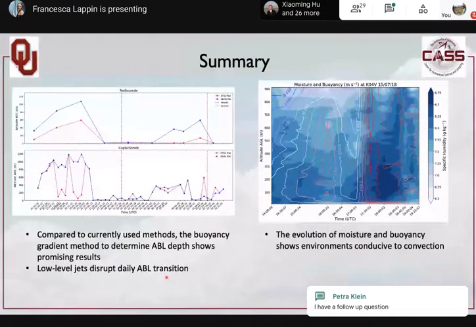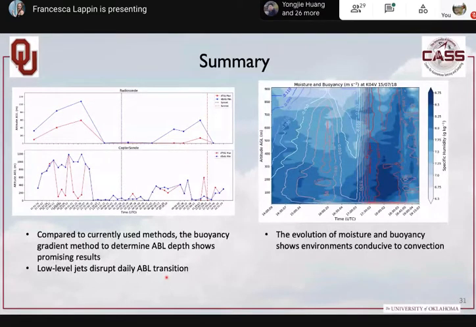Go ahead, Petra. Just to quickly follow up on a question from Xiaoming. It might be useful to overlay those boundary layer calculations on some of the time-height cross-section plots of wind speed and temperature, to see how your boundary layer height calculations match up with the evolution of your wind and potentially also temperature profiles. So I was just wondering if you had done that.